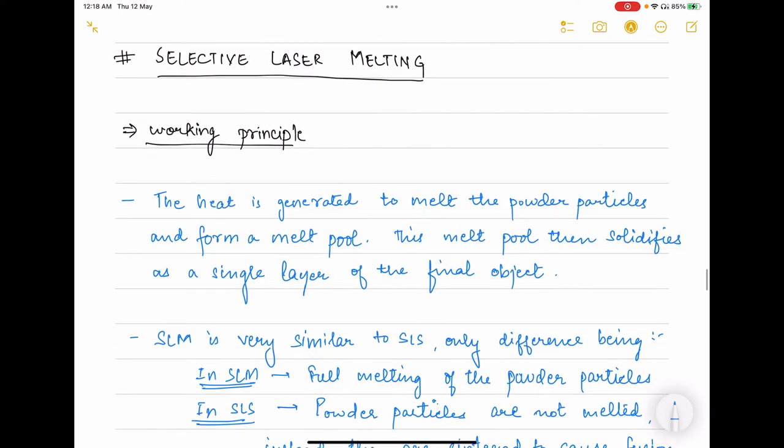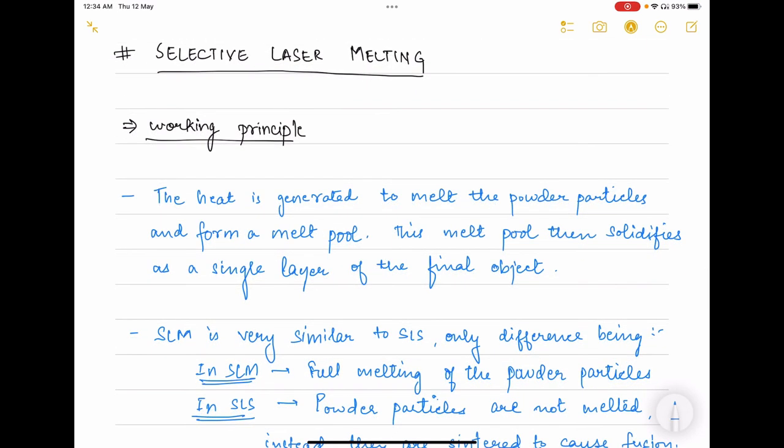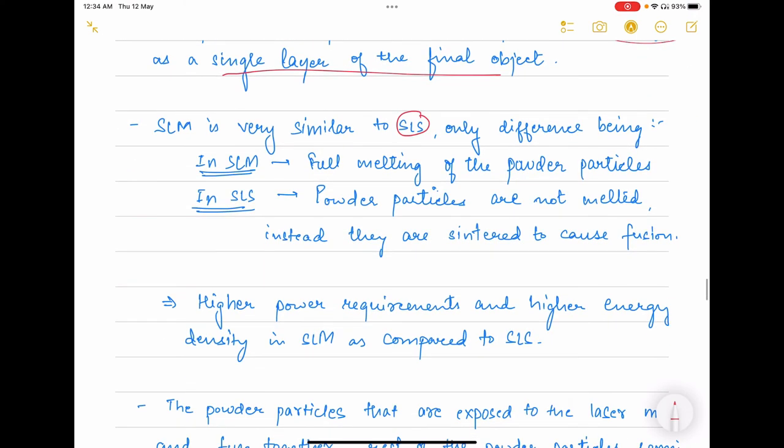Now let us move to selective laser melting. So let us first go through the working principle of selective laser melting. Here the heat is generated to completely melt the powder particles and form a melt pool. This melt pool then solidifies as a single layer of the final object. SLM is very similar to SLS in principle. The only difference is in the mechanism of powder fusion.